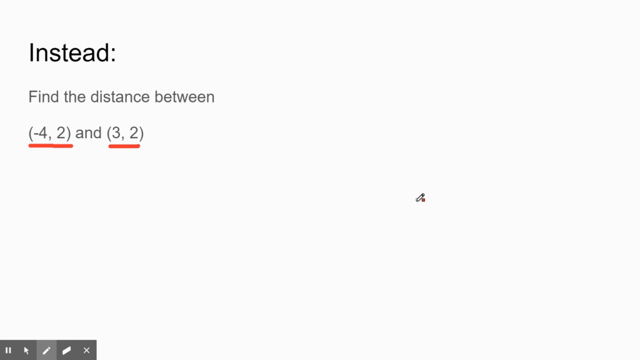If we look at these 2 points, we'll notice that they have something in common. Specifically, we'll notice that both of the y values are 2. So what we're going to do is completely ignore those y values. We only do this if the 2 values are the same. If they're not the same, then we're not going to ignore them. That leaves us with a -4 and a 3.